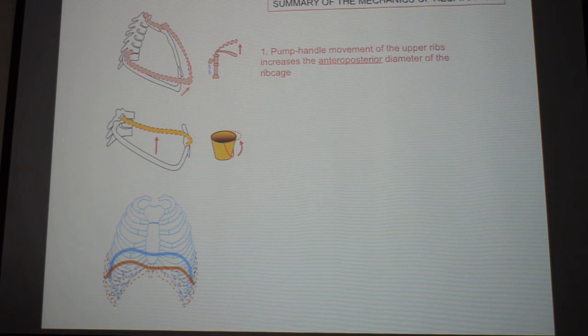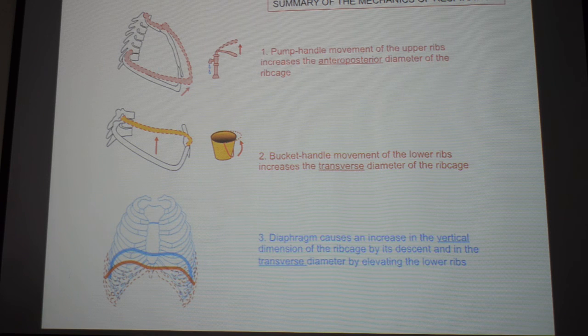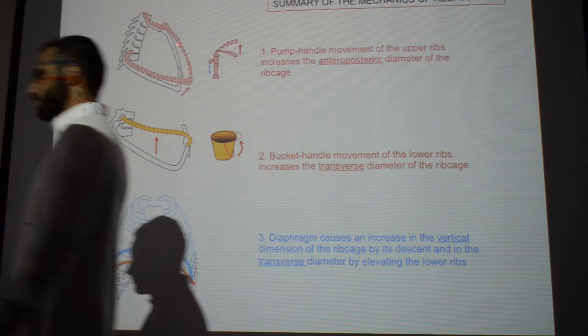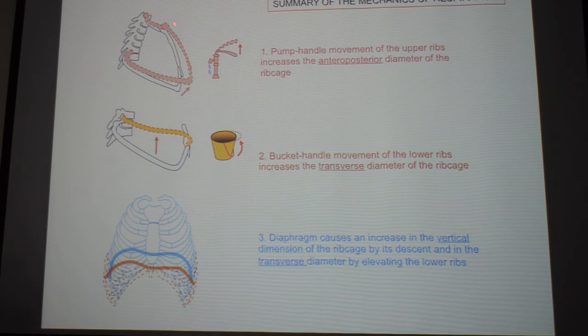So we know what is happening. This is a summary of 3 events. And if you understand this, you understand the process of inhalation. And then the exhalation is a reverse of all these. When this sternum is being dropped, the upper ribs have been dropped, this bucket handle which was raised up will come down, and this diaphragm will go up, so that will bring the process of exhalation, and that will decrease the cavity of the thoracic space.